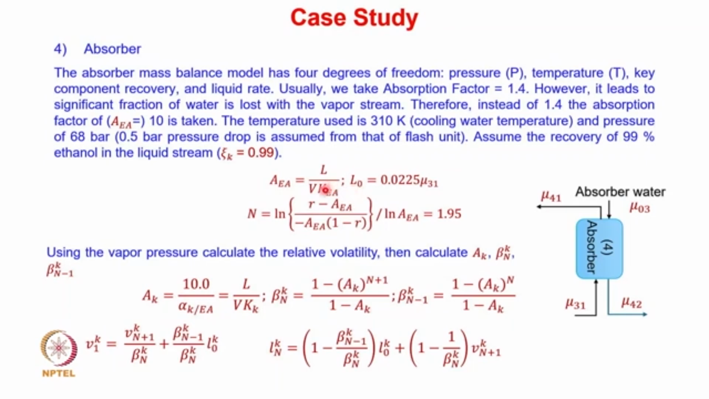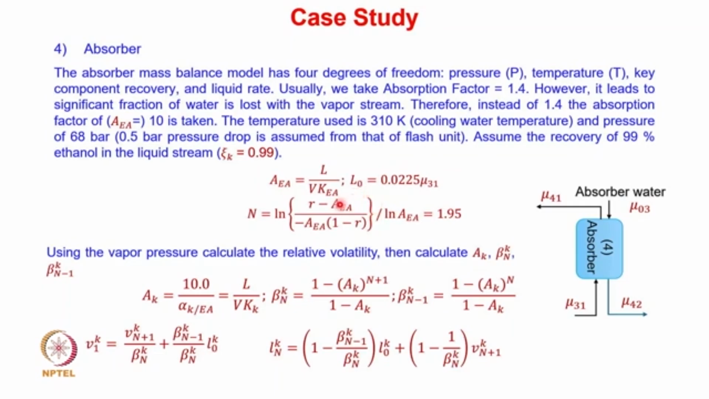And also if I put the values here, then remember this AEA value is 10. If I put that value 10 here, I can obtain L as 10 into VKEA. KEA value we can directly obtain, isn't it? And this V is nothing but mu 31. Remember, whatever the vapor charge to the absorber is nothing but mu 31. So we can obtain the expression of L naught, or mu 03 in a way, isn't it?